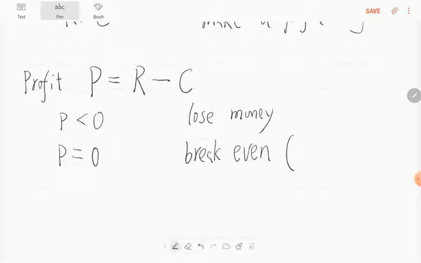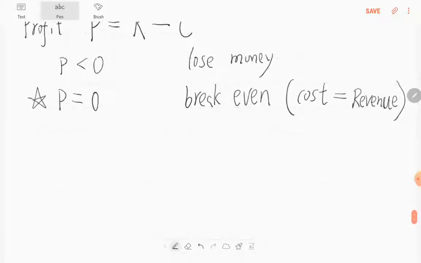Which means the cost equals the revenue. This is a very important thing, right? If P is greater than 0, then that means the company makes a profit.